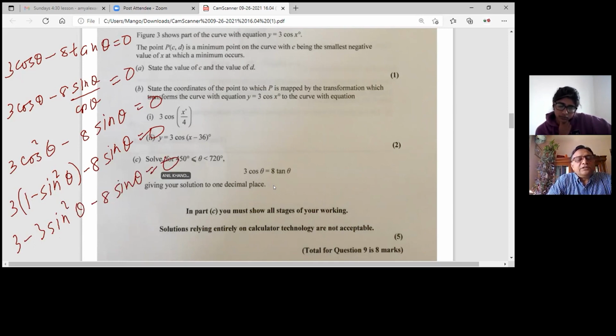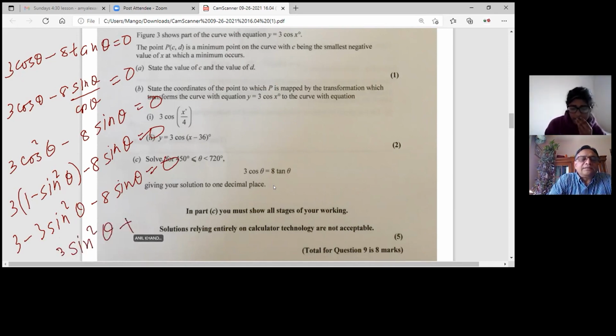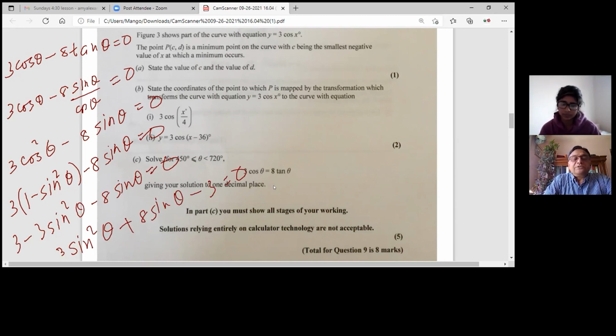And rewrite the equation, making this coefficient positive. So you get 3 sine square theta plus 8 sine theta minus 3 equals 0. Is it okay? Now you can factor this. 3 times 3 is minus 9, right? You can factor: plus 9 and minus 1.